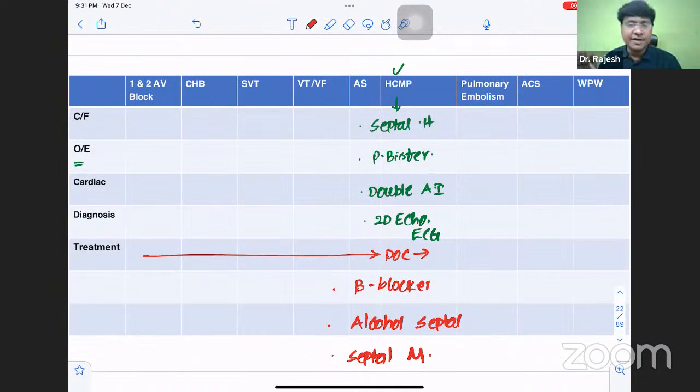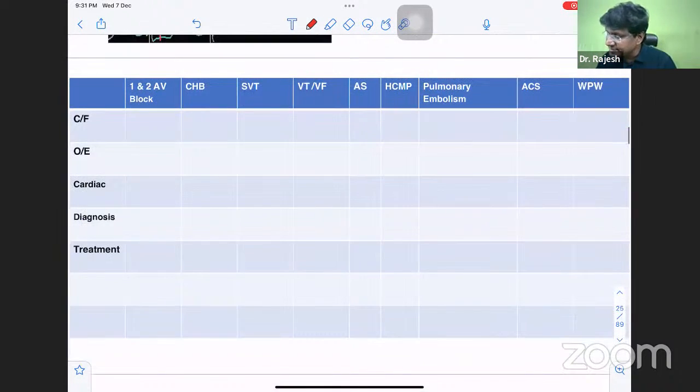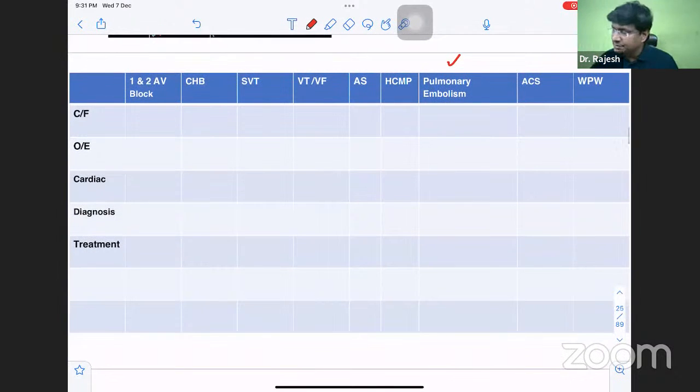Next. After having discussed hypertrophic cardiomyopathy causing the syncopal attack, the next important condition which can cause the syncopal attack is pulmonary embolism. Actually, in pulmonary embolism, what may be the clinical feature? The important clinical feature will be sudden onset dyspnea. That will be the important clinical manifestation in patients with pulmonary embolism. And if it is a small embolism, the individual can also develop chest pain due to pulmonary infarction.